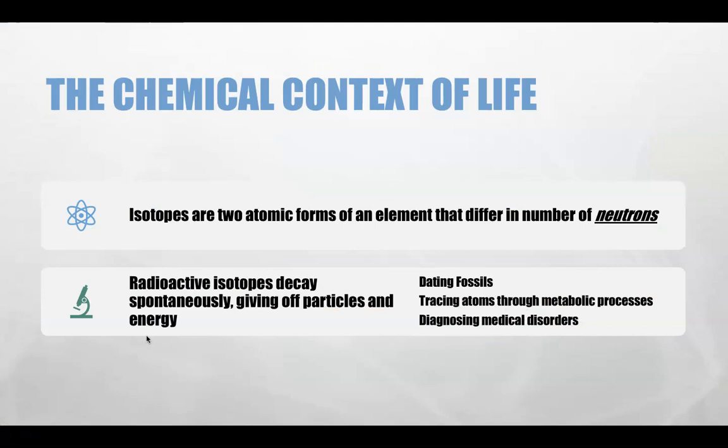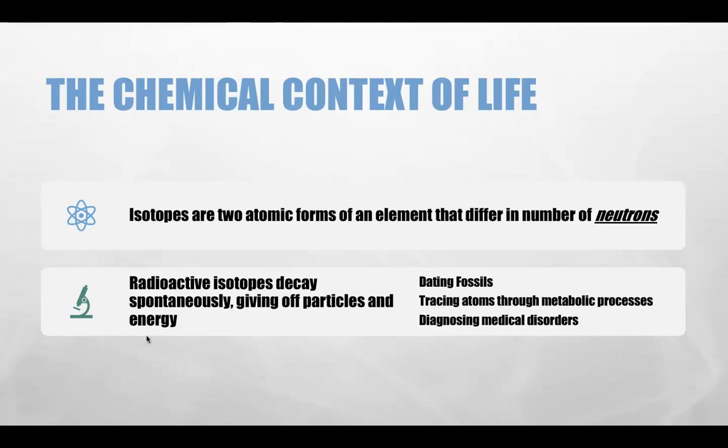Isotopes are going to be 2 atomic forms of an element that have a different number of neutrons. Carbon comes in carbon 12, carbon 13, carbon 14. And so carbon only has a set number of protons. Every carbon atom has 6 protons. However, if that carbon atom has 6 neutrons, 6 plus 6 is 12, so it's carbon 12. If it has 7 neutrons, it's carbon 13. Or if it has 8 neutrons, it's carbon 14. And we call those isotopes.